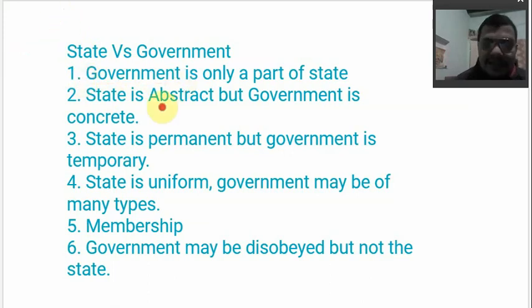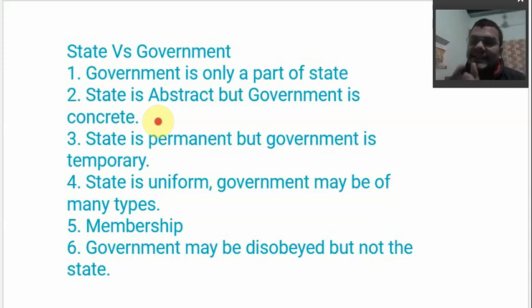Second point, the state is abstract but government is concrete. The state doesn't have a complete shape, where it has to be like this or like that. It is not like that. It can be of different types. It can have a small population, it can have a big population, okay? But yes, those four things are going to be necessary. Those four things are completely concrete. But other than that, the state can be abstract.